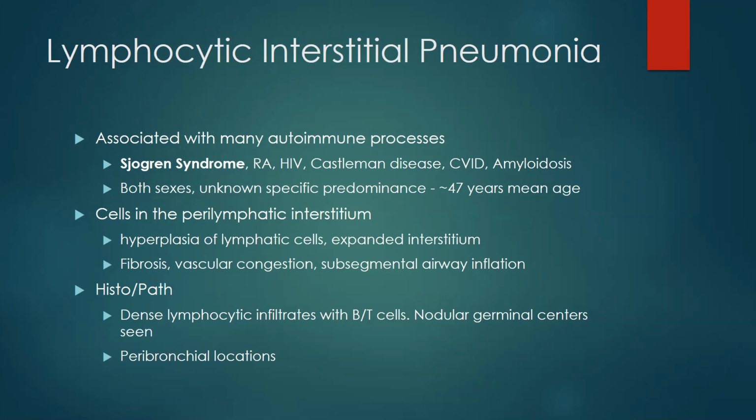What is seen is that there seems to be hyperplasia and expansion of lymphatic cells in the interstitium that then have fibrosis. And this fibrosis can cause congestion of the airways, the vasculature, and even cause bronchiolar ectasia with a one-way valve creating these cysts. In terms of the histology and pathology, usually dense interstitial lymphocytic infiltrates are seen with plasma cells, B cells, T cells, with nodular aggregates, with germinal centers seen pretty commonly in those with connective tissue disease. And usually those germinal centers are seen peribronchially.